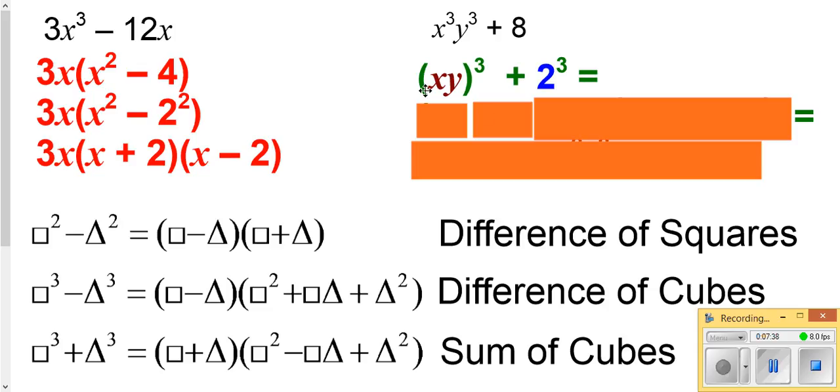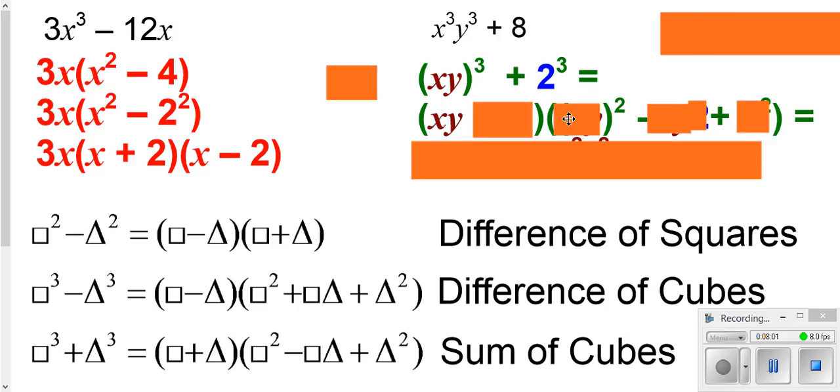So it does end up being something cubed plus something cubed, so it matches with this. Whatever is being cubed in the beginning, that's where we put in for our boxes here. Whatever is being cubed at the end, that's what we put in for our triangles. So what's being cubed in the beginning is an xy, so I'm going to put an xy in for all those boxes. What's being cubed at the end is just our 2, so I'm going to put a 2 in for all those triangles.